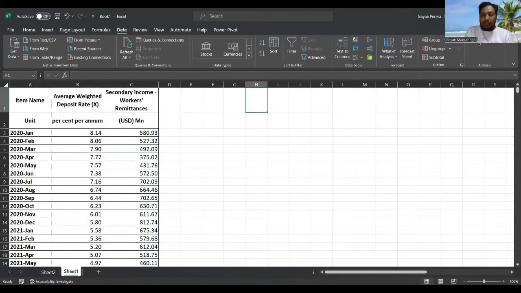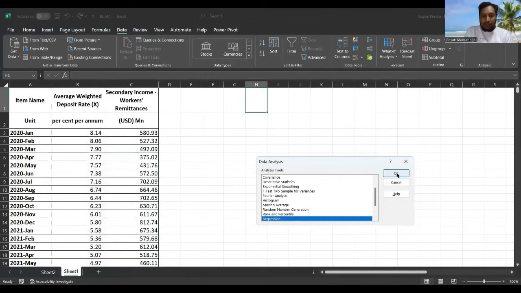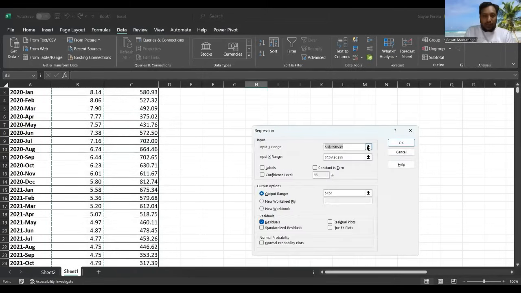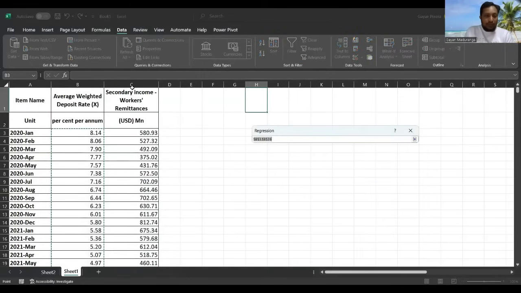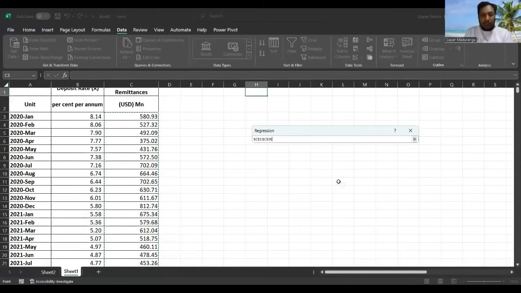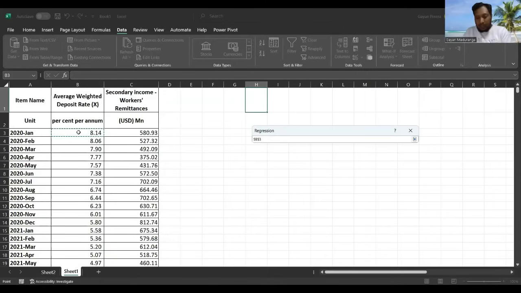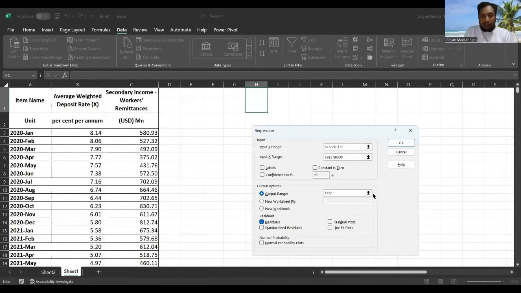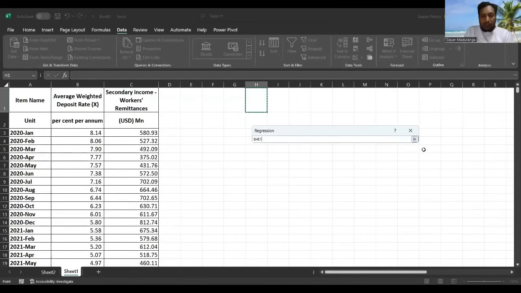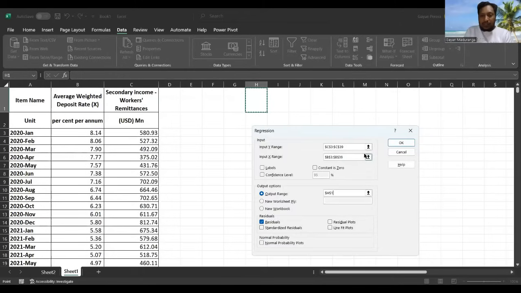Data, data analysis, regression. Okay, so my Y range, Y is my worker remittances, and X is my average weighted deposit rate of the country. So my confidence level is 95, and I will get the output from here onwards, and I get the residuals also. Okay, right.